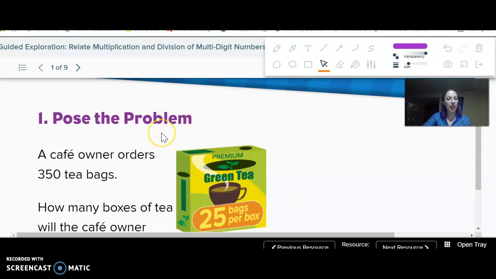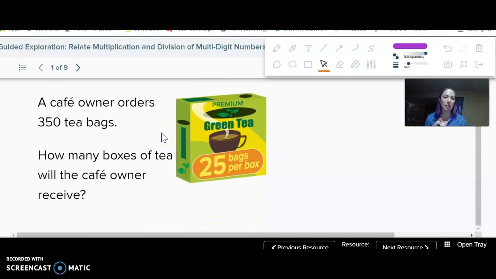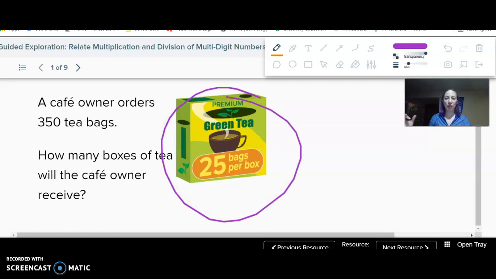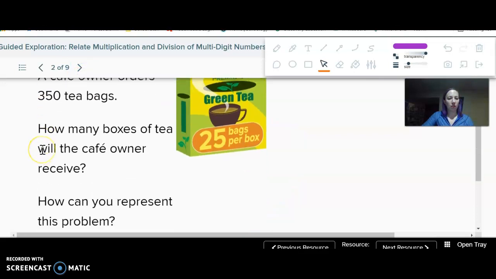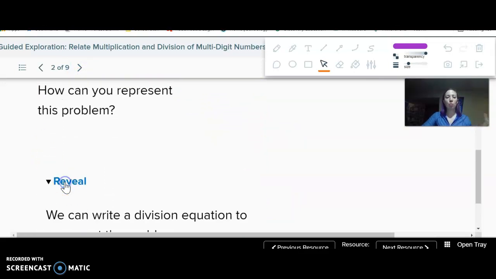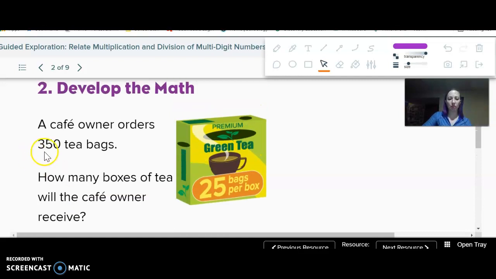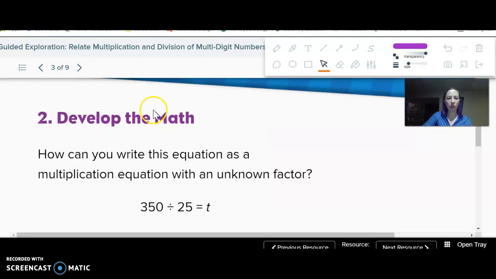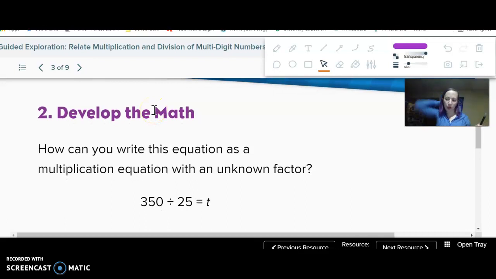So the problem we're looking at is: a cafe owner orders 350 tea bags. How many boxes of tea will the cafe owner receive? So if it has 25 in one box and he ordered 350, how many individual boxes is that? How could we represent the problem? Well, we could write a division equation. So we could do 350 divided by 25. Go ahead and write that on the division problem line. So that's the division problem we're looking at.